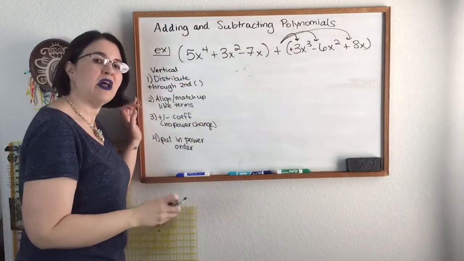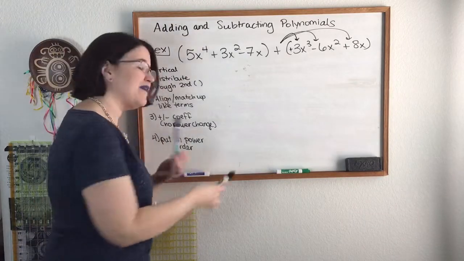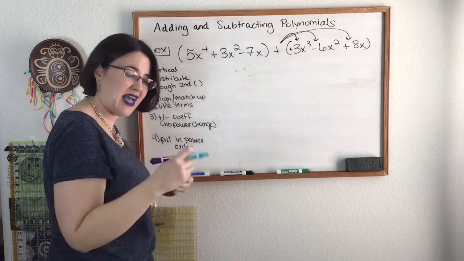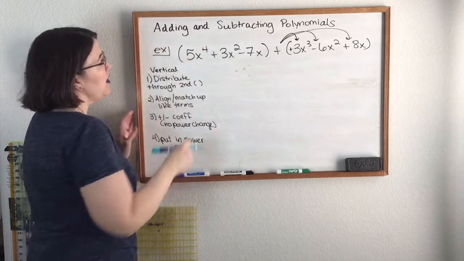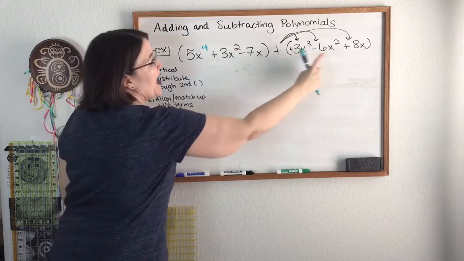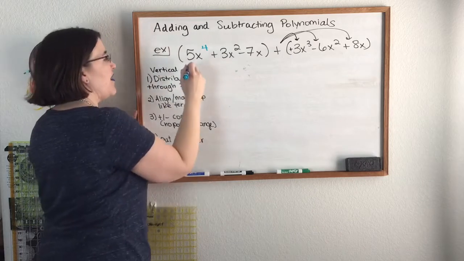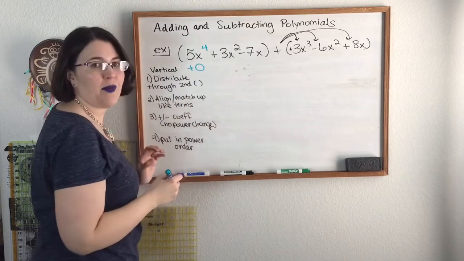Now what I'm going to do is align or match up my like terms. To be a like term, they have to have exactly the same variable to exactly the same power. So here, notice I have a fourth power. I don't have any other fourth powers, so I don't have a number to align with this 5x to the fourth. So underneath it, I'm going to write a 0.